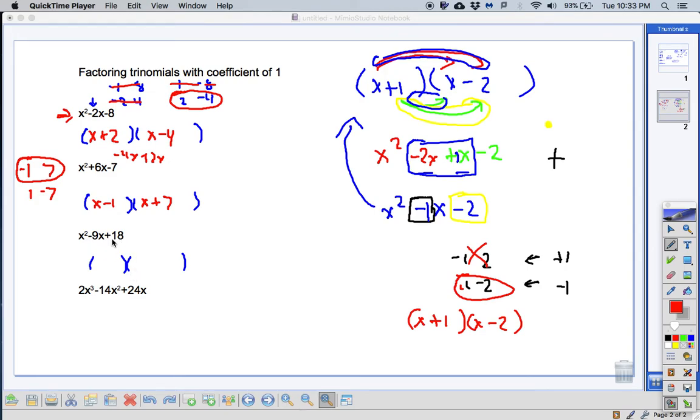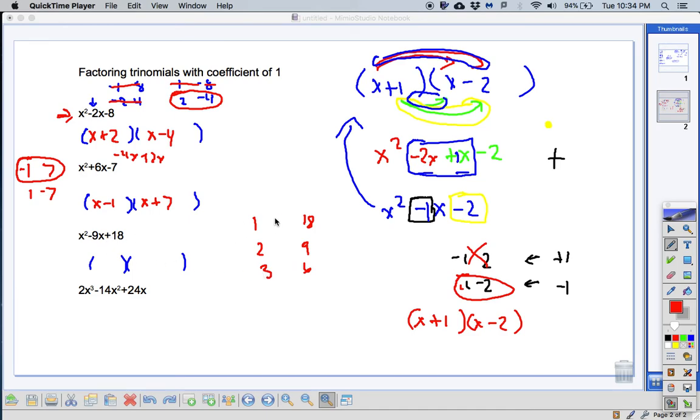Okay, and let's look at this one. So this time I got 18. 18 has several numbers to choose from. I'm going to write them over here. So we got 1 and 18, 2 times 9, and 3 times 6. 4 does not work, 5 does not work, 6 we've already checked. So once we get to a number we've already checked, we're done. So these are the possibilities.